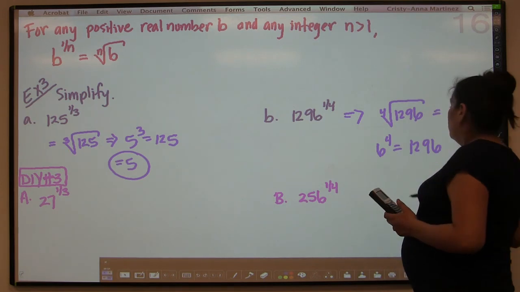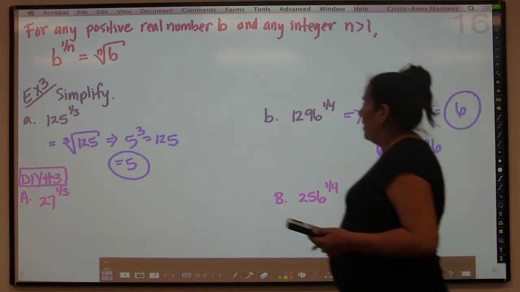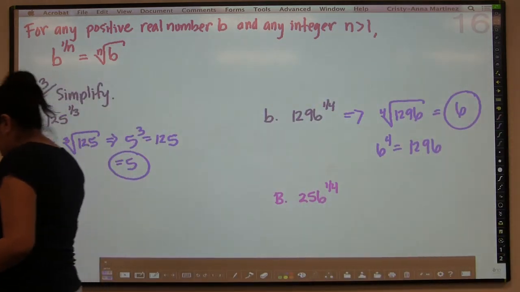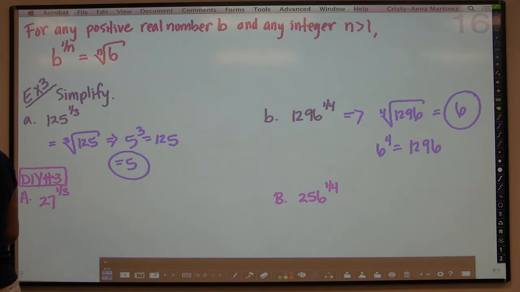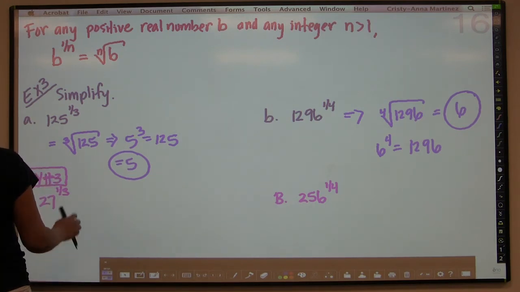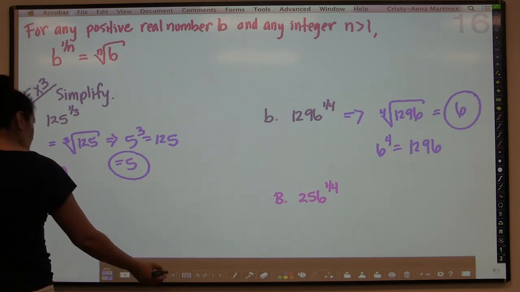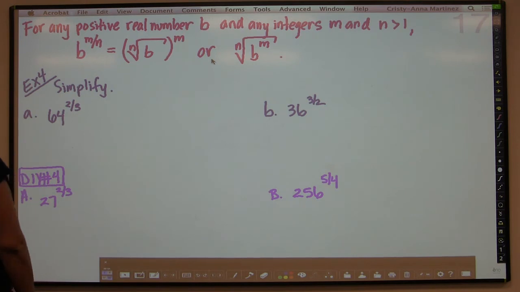Therefore, the fourth root of 1,296 is 6. All right? So for example 3, we get 6 for part B. All right, and so now you can try to do yourself number 3. And then we're going to go to our next example, example 4. And I believe there are 5 examples, so we're almost done.